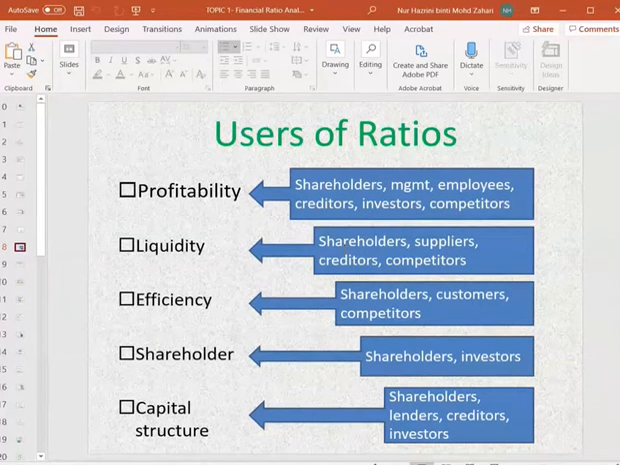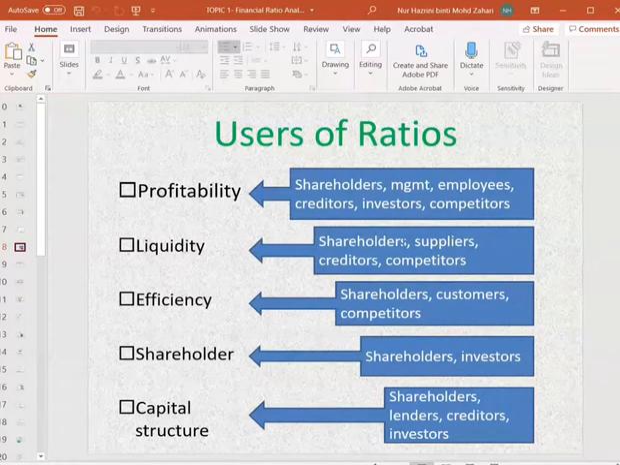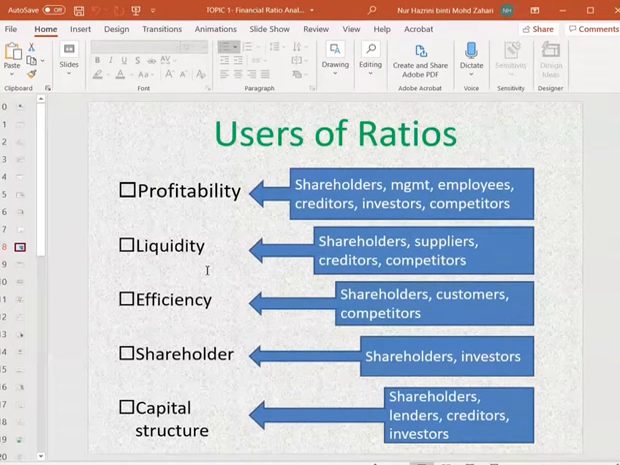Liquidity is talking about the ability of the company to meet the short-term obligation. Short-term obligation is current liability. Shareholders will be interested because in case the company has to go under liquidation, it's the shareholders that will cover up all the credit. So it is very important for the shareholders to know about the liquidity of the company, about the ability of the company to pay back the short-term obligation.